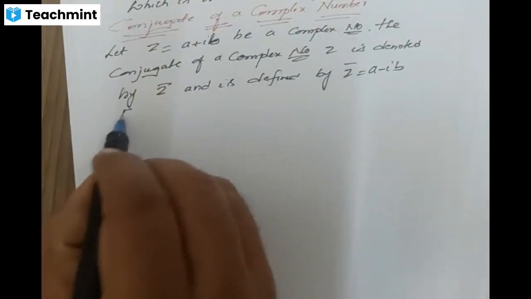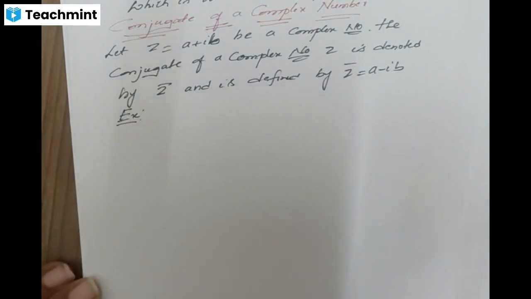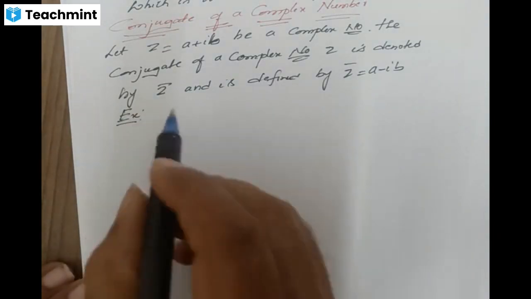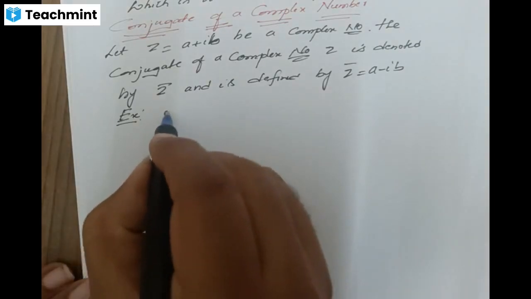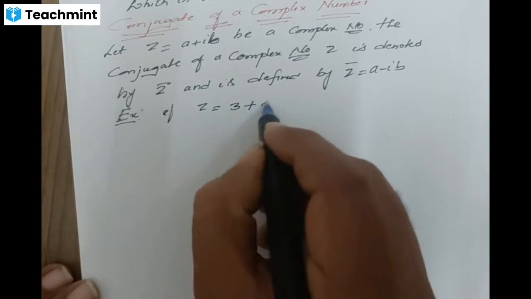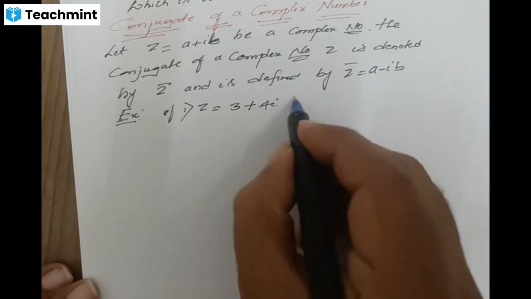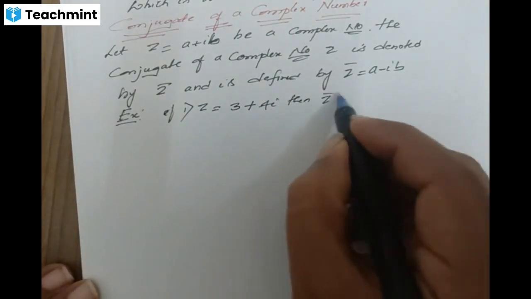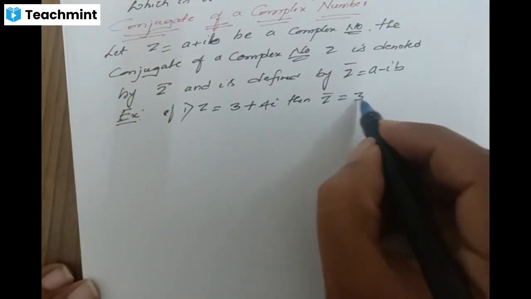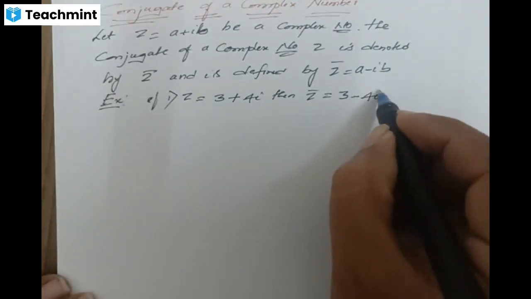I will take some examples of how we can write the conjugate of a complex number. If z is equal to 3 plus 4i, then the conjugate z bar is equal to 3, and the sign of the i coefficient is changed, that is minus 4i.